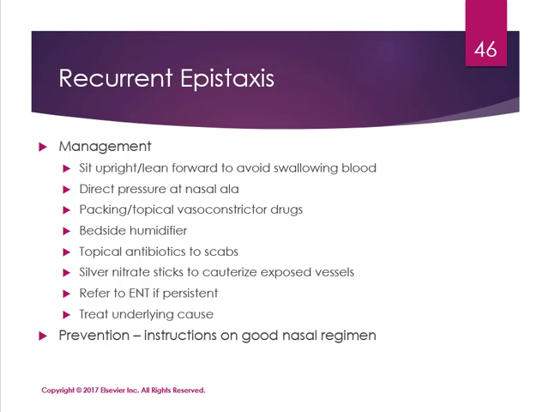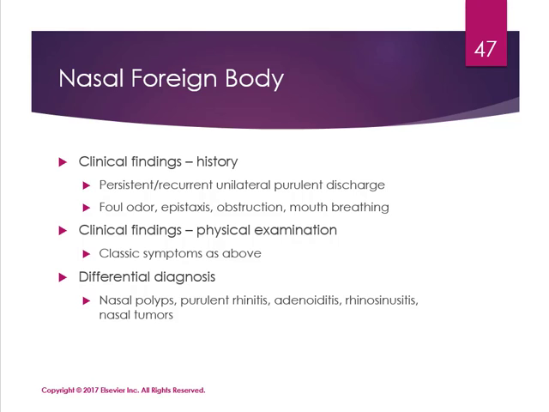What also goes along with issues with the nose could be a nasal foreign body, and it's important to get a good history. Has there been any persistent or recurrent purulent drainage on one side of the nose? Is there a foul odor, nosebleeds, obstruction, or mouth breathing?